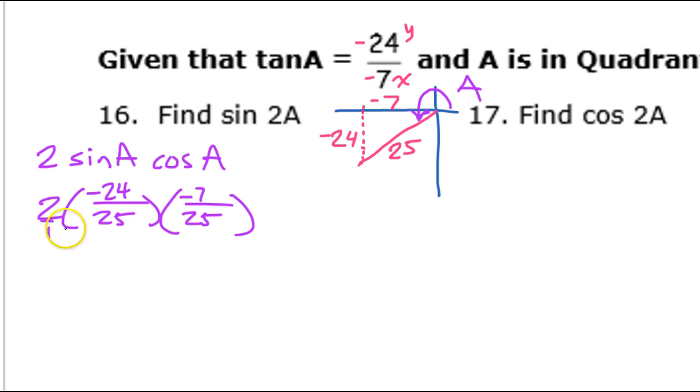Now think of this as 2 over 1. So that's going to be in the numerator. So my denominator is going to be 625, right? Because I'm multiplying 25 times 25. In the numerator, I'm just multiplying 2 times 24 times 7. So that is 336. All right, so I'm not sure that this reduces. I'm just going to double check. No, that does not reduce, so that is going to be the final answer.